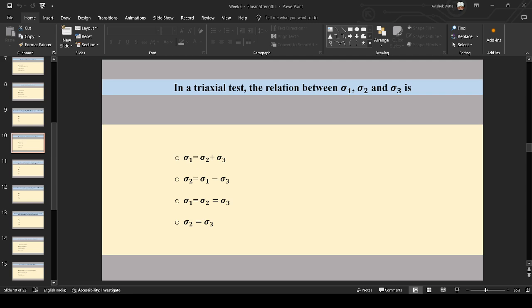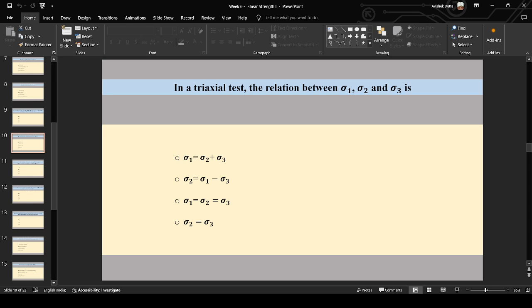So your options are: sigma 1 equal to sigma 2 plus sigma 3, that is major equal to intermediate plus minor principal stress. Option 2, sigma 2 equal to sigma 1 minus sigma 3. This is the same thing actually. You can answer any one of them. That is, we get the intermediate principal stress by subtracting the minor from the major. So the first and the second options are both the same. So I guess you will have an idea if they are correct or not.